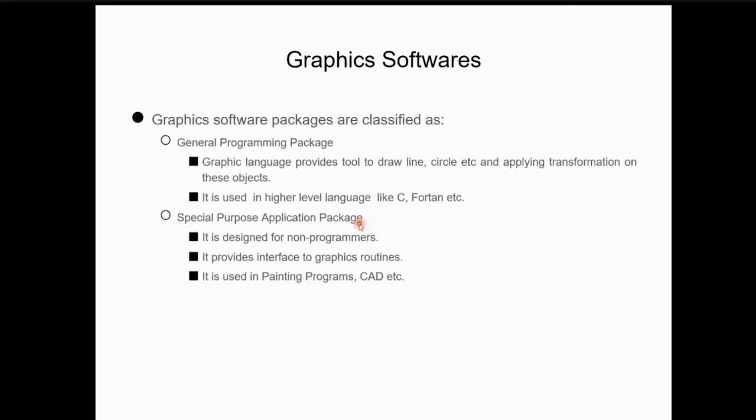As I told you in the very first lecture also, we have a range of tools in which you draw a line, draw a circle. Many of you must be saying that okay sir, we can draw a line, this is the reason why we need to program, because you are an engineer, you have to learn all of these things. The very first thing that you have is the graphic language, which provides tools to draw a line, circle, etc., and apply transformation on this object.